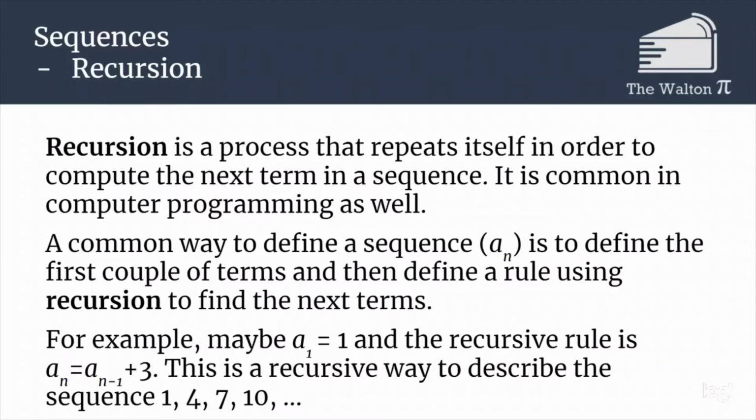That is a recursive way to define the sequence 1, 4, 7, 10, 13, and so on, because the rule is saying take the previous term and then just add 3. That's what the recursion means, and that's what the a sub n minus 1 means. That says look at the previous term in the sequence.